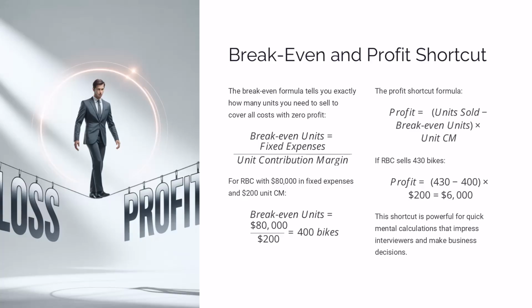Once you know the break-even point, calculating profit becomes ridiculously simple using what I call the profit shortcut formula. Profit equals units sold minus break-even units, times unit contribution margin. So if RBC sells 430 bikes, that's 430 minus 400 times $200, $6,000 in profit. This shortcut is so powerful.